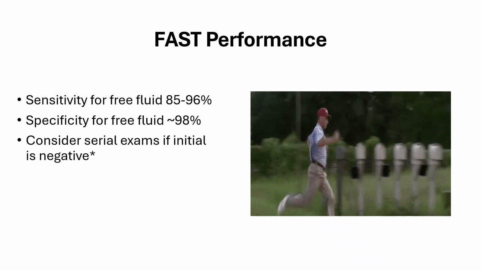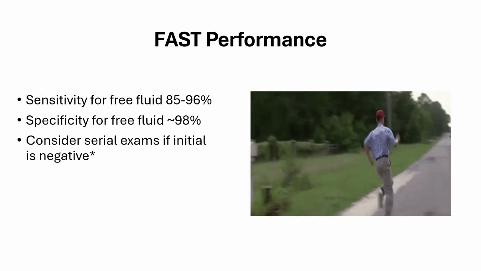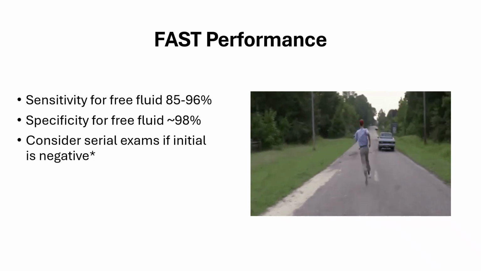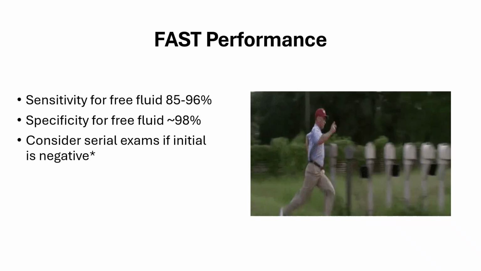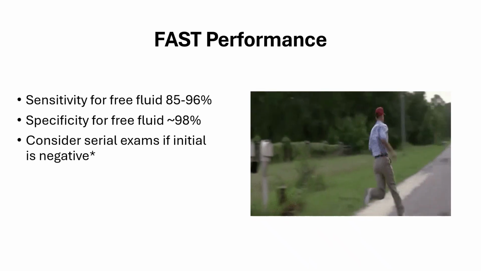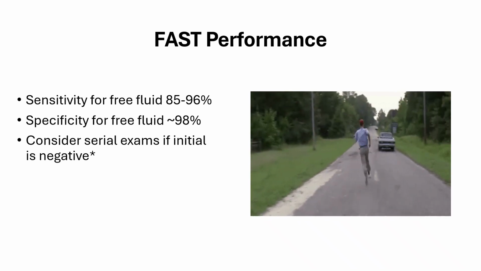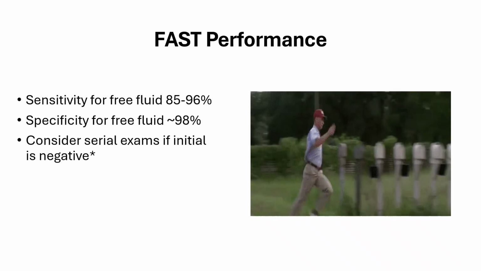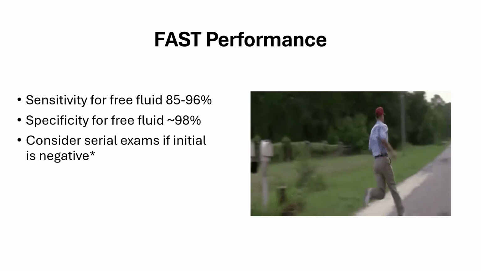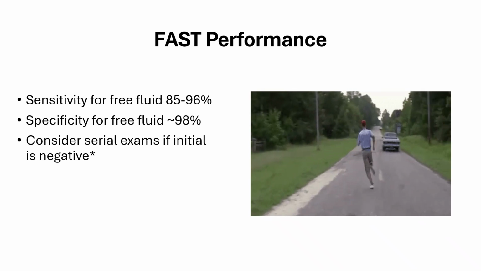So what about the performance of the FAST exam? It has a reasonable sensitivity for free fluid ranging from 85% to 96%, and it has a very good specificity for free intraperitoneal fluid of approximately 98%. Again, if your initial exam is negative and suspicion is still there, consider a serial exam, unless the patient needs to go to the operating room at the moment. Again, the sensitivity for solid organ injury is unfortunately lower at 63%. Please take a moment to review this slide.